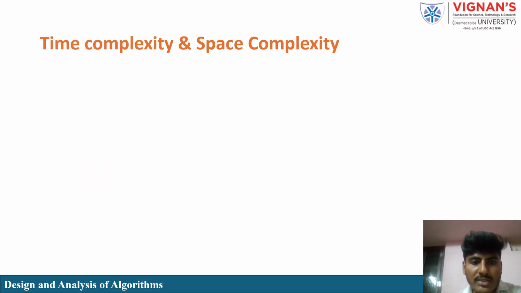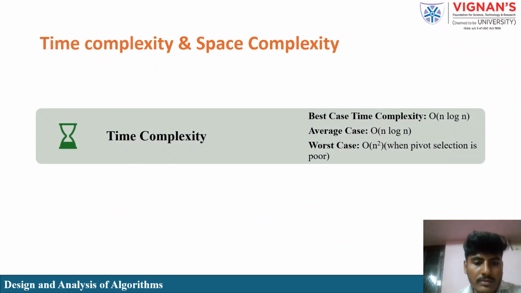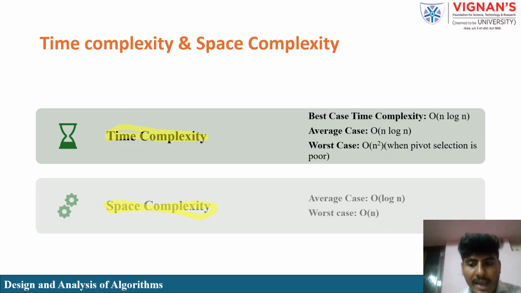Time complexity and space complexity. The time complexity refers to the amount of time required to execute a particular algorithm, and the space complexity refers to the amount of space required to store the array elements. The best and average case time complexities are n log n. The worst time complexity is big O of n square, which happens when the pivot selection is poor. The space complexity is big O of log n in the average case and big O of n in the worst case. These are the space and time complexities.